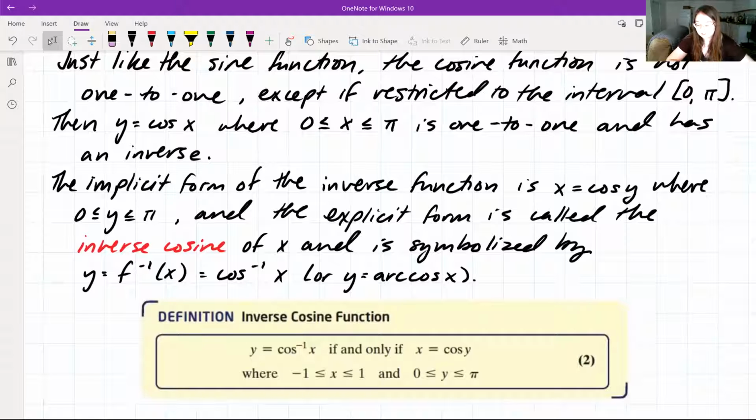So our definition here: the inverse cosine function, y is equal to cosine inverse of x, if and only if x is equal to cosine of y, where -1 is less than or equal to x, which is less than or equal to +1, and 0 is less than or equal to y, which is less than or equal to pi.